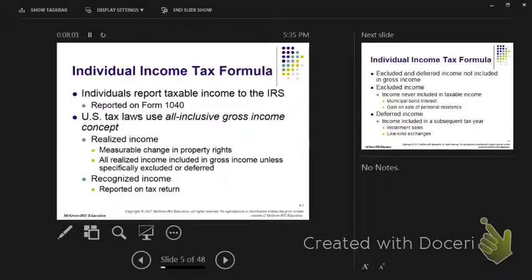What is the name of the form? 941? Quarter 941, yeah, and there's a form that you fill out, right.